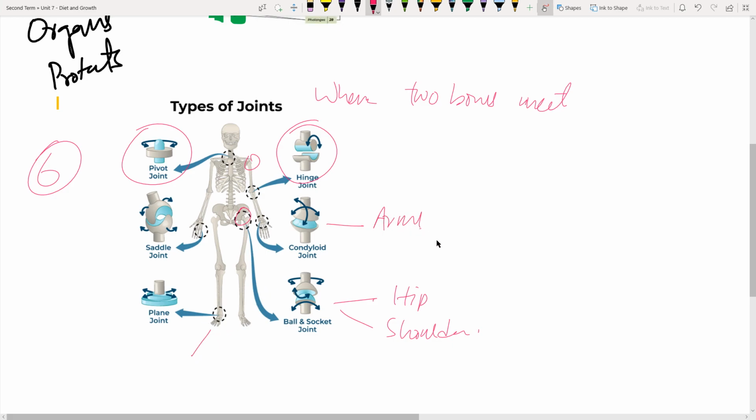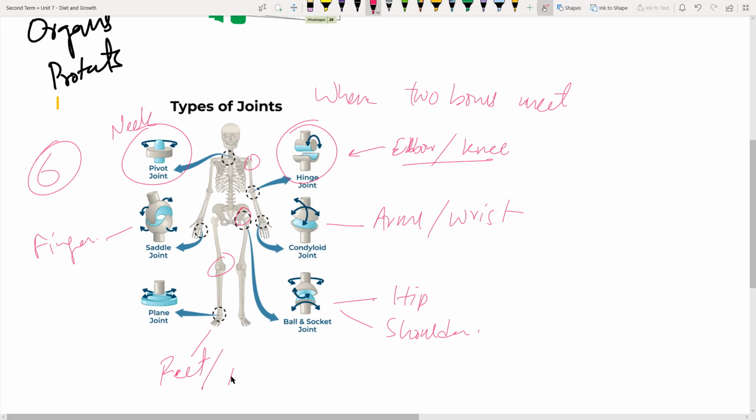What we call the wrist. This is what we call finger joints. Neck, and then these are elbow, and the same one is also there in the elbow, hinge joint, and knee. Both of these contain the hinge joint. And the plane joint are in the feet, or we can say ankle.